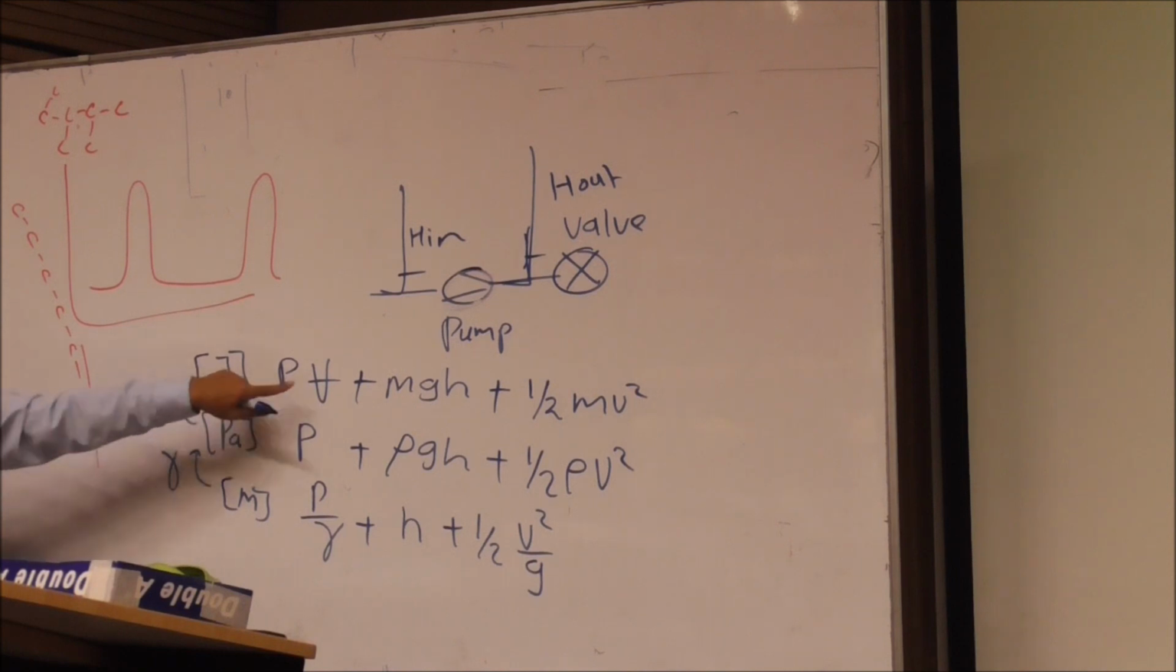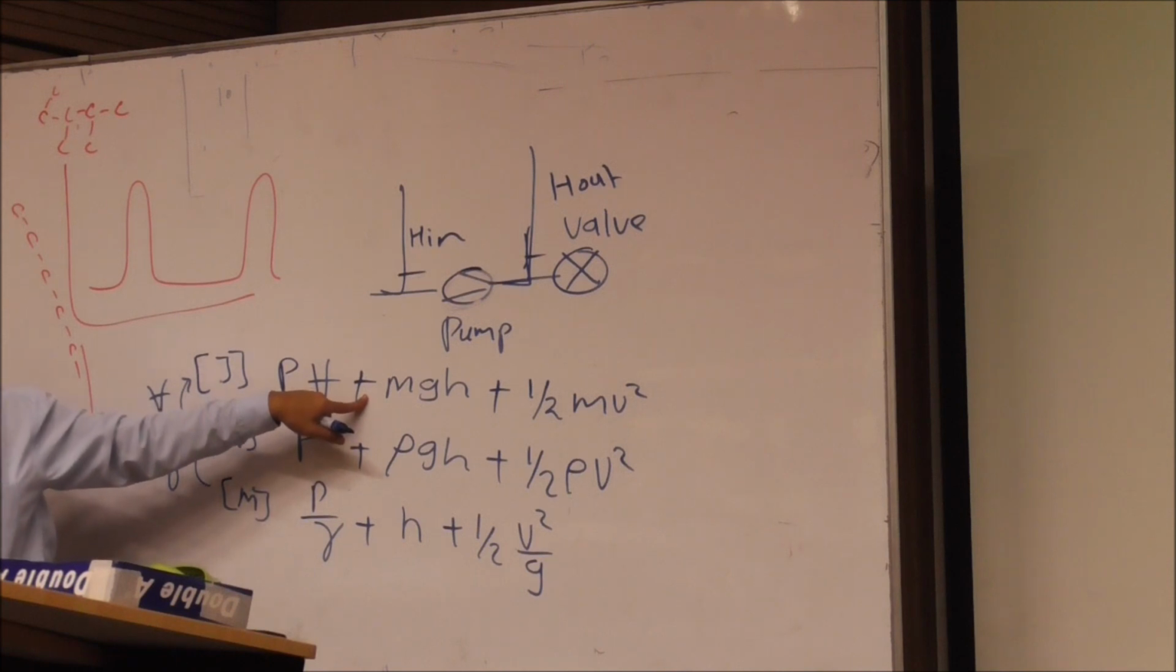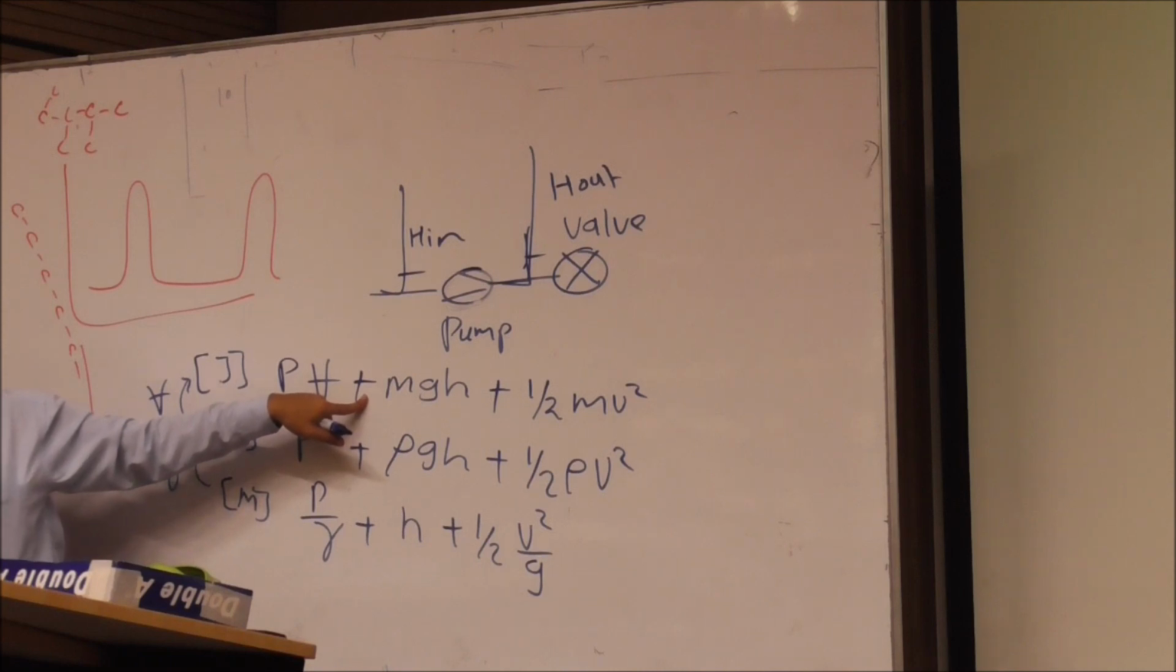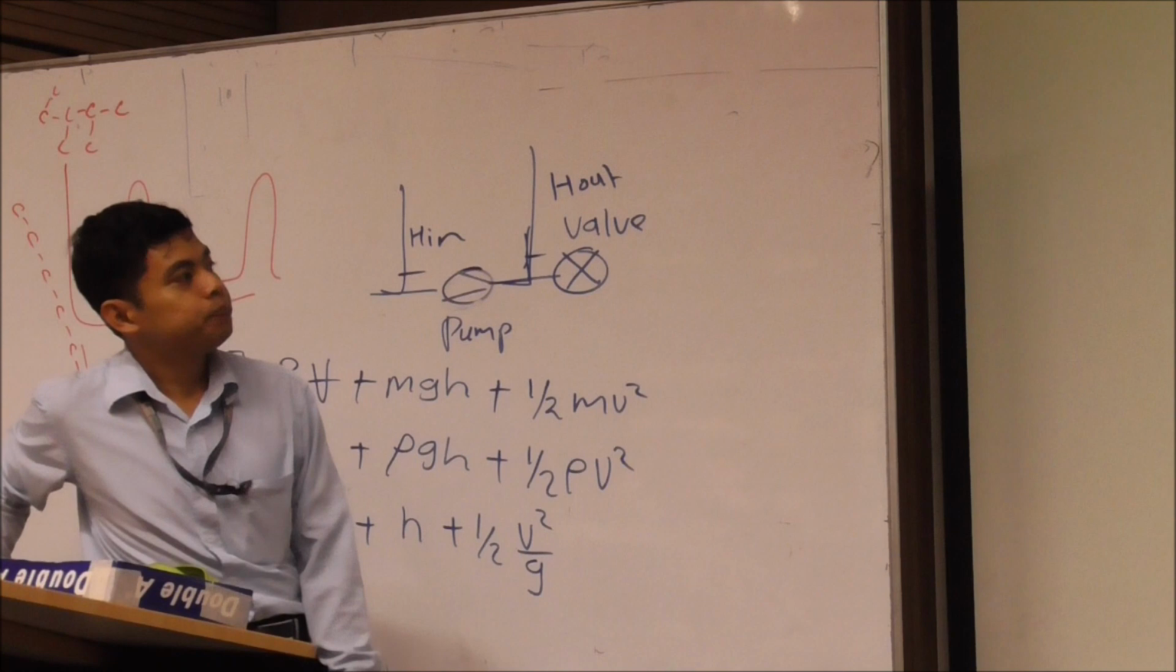Because instead of mass, over there you get mass flow rate. This one is kilogram per second times meter per second squared times meter. So you get kilogram meter squared per second squared, or kilogram meter per second squared times meter, which means Newton meter, which means joule.